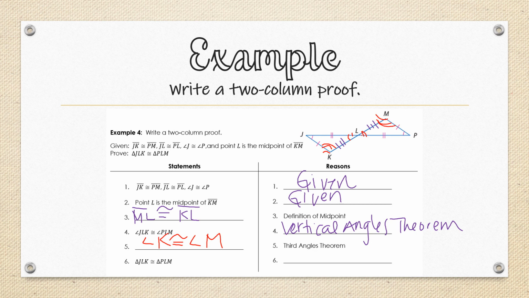So now if I look at that, I've got all three pairs of corresponding sides marked congruent and all three pairs of corresponding angles also marked congruent. So we can state that triangle JLK is congruent to triangle PLM, and that is by the definition of congruent polygons.